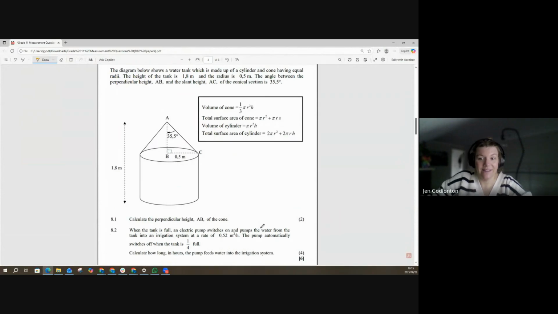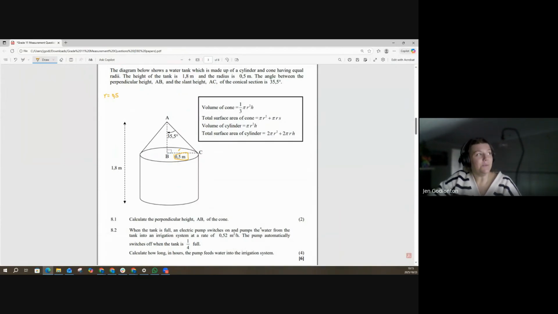Okay. The diagram below shows a water tank, which is made up of a cylinder. So that's my bottom cylinder and a cone at the top. They have an equal radii. So we know that this over here is my radii. So sometimes it helps to write your little list of things that we know as we're going along.